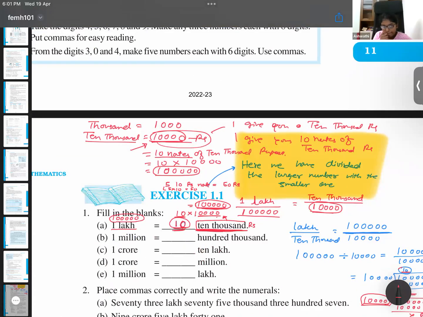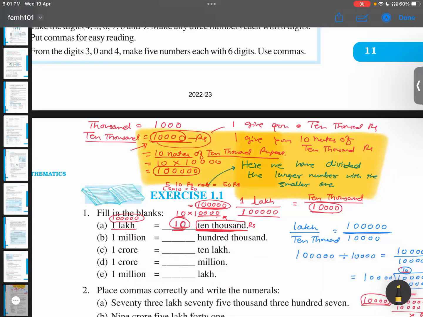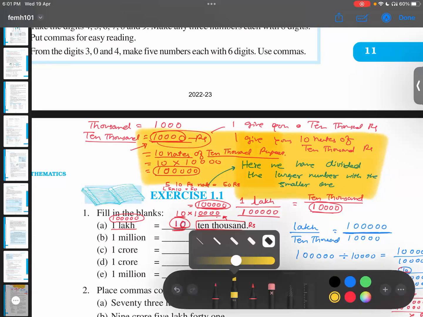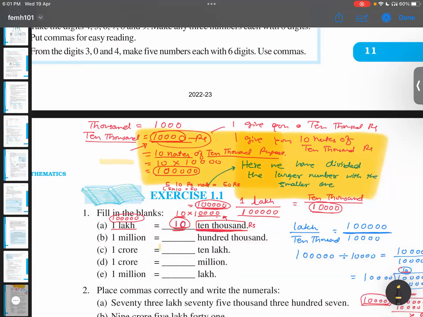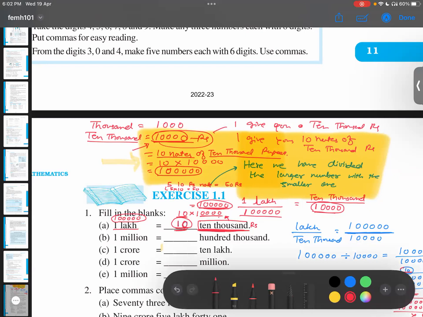No, 10,000 rupees. 10,000 rupees means what? 1 with 4 zeros. Okay. Just pay attention over here to what I have written here, and it will become very clear. Here, read this one, what I have written here: 10 notes of 10,000.